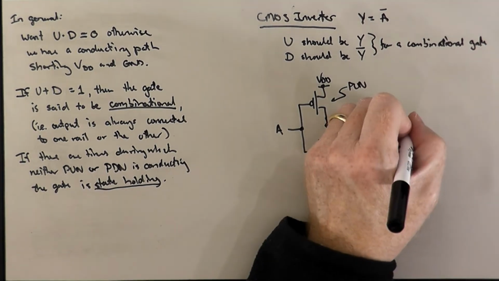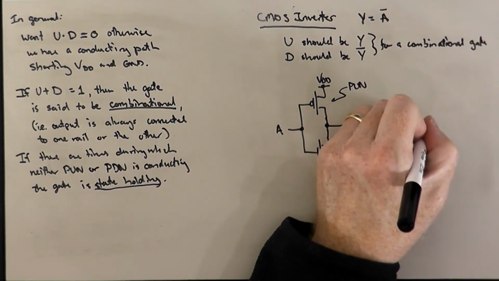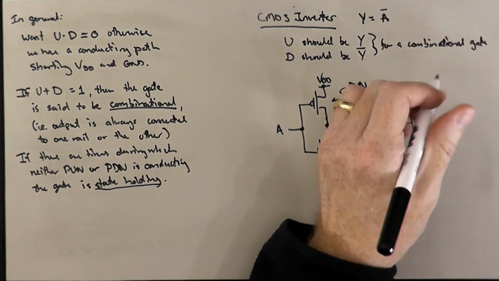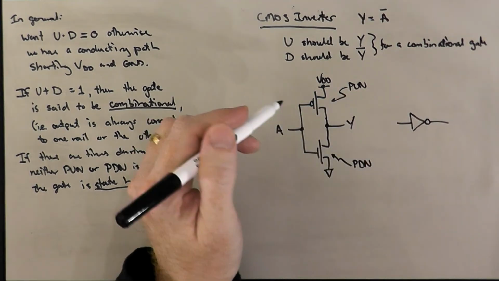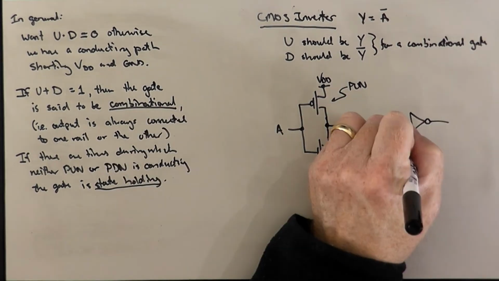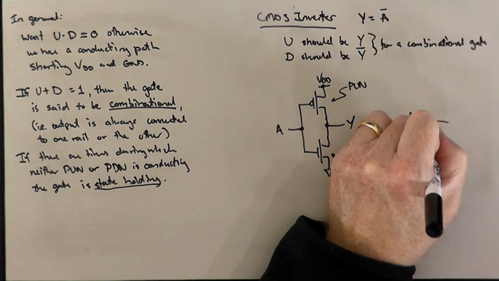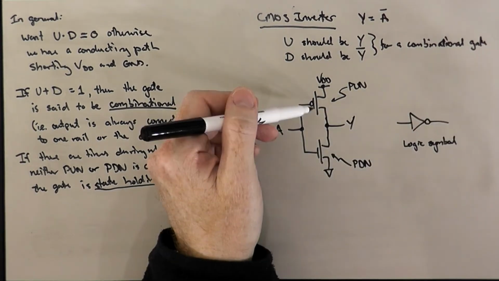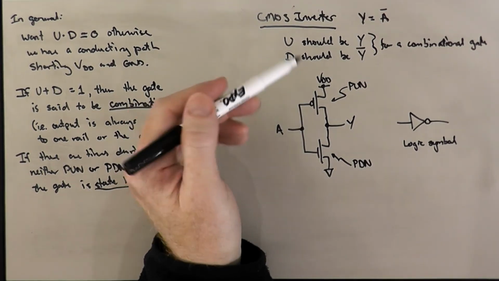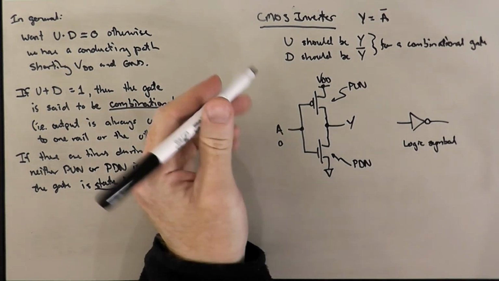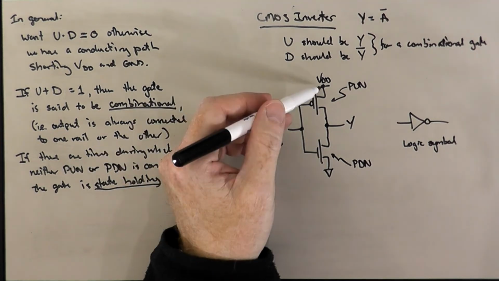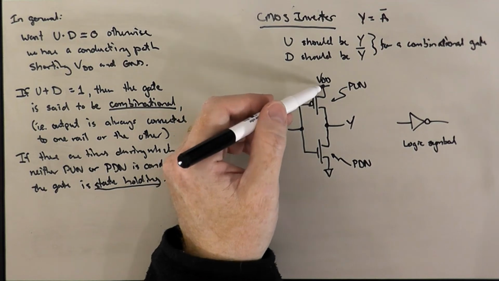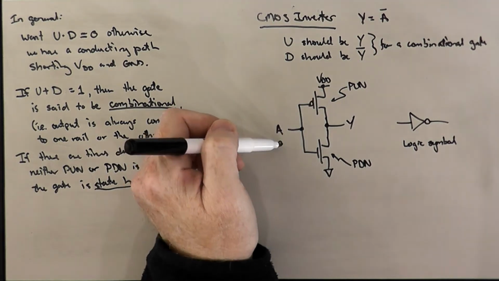And typically in logic circuit diagrams or logic circuit schematics, this would be the logic symbol for an inverter. So this is the logic symbol. That's in common use. And this would be the transistor level schematic. So if A is 0, or logic low, well, we've got VDD on the source of the PMOS transistor, we've got ground on the gate.